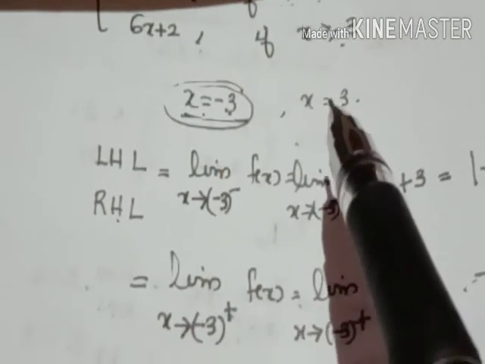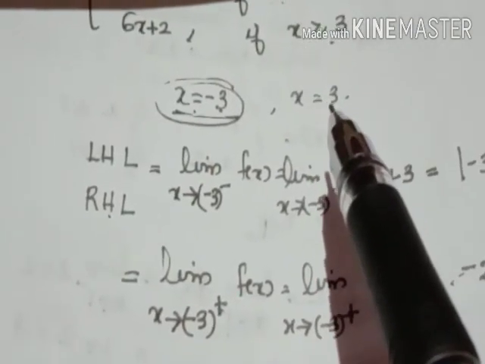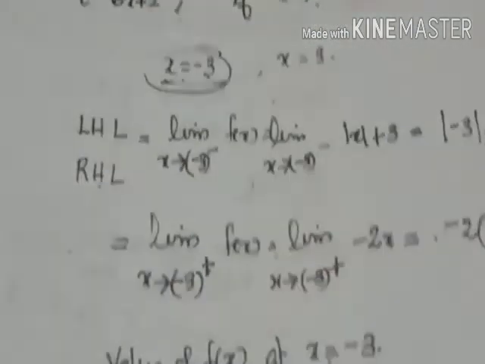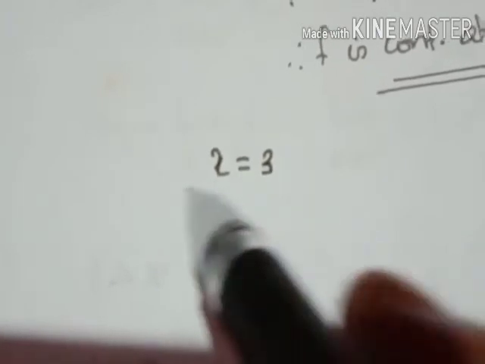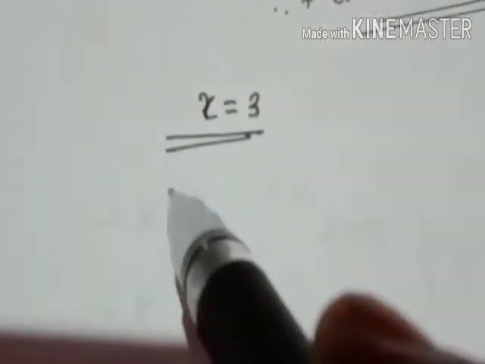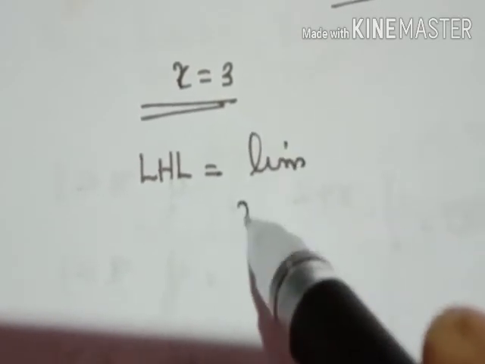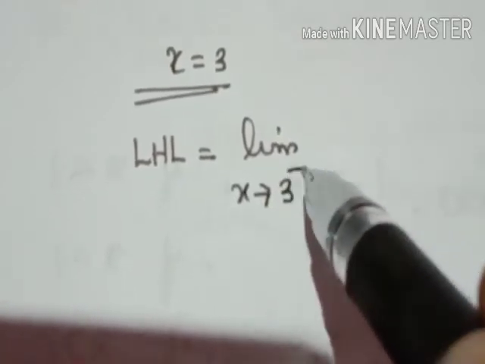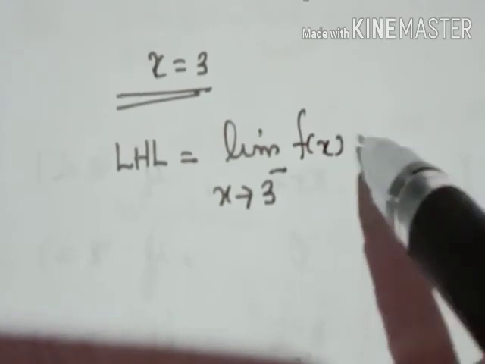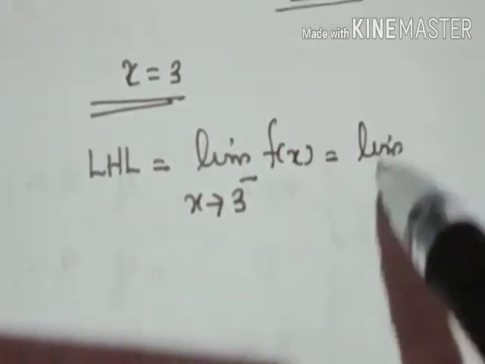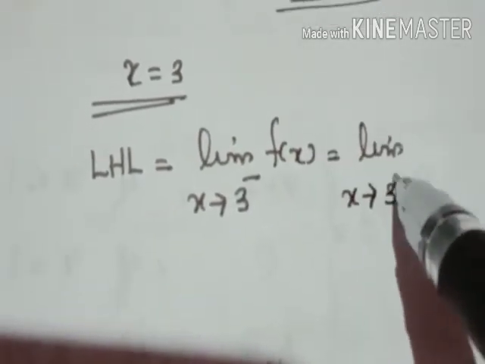Okay. Now let us consider the second point. What is the second point? x equal to 3. Let's verify at this point whether it is continuous or not. Now find the left hand limit. Limit x tends to 3 minus f of x equals limit x tends to 3 minus. 3 minus means less than 3.